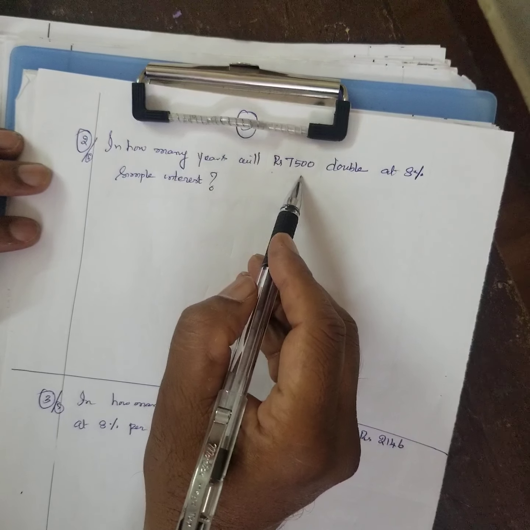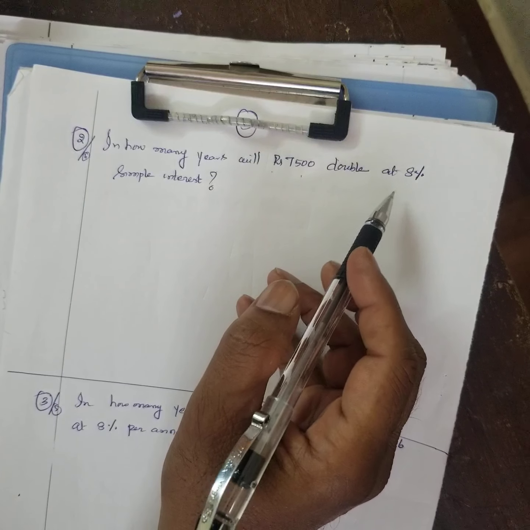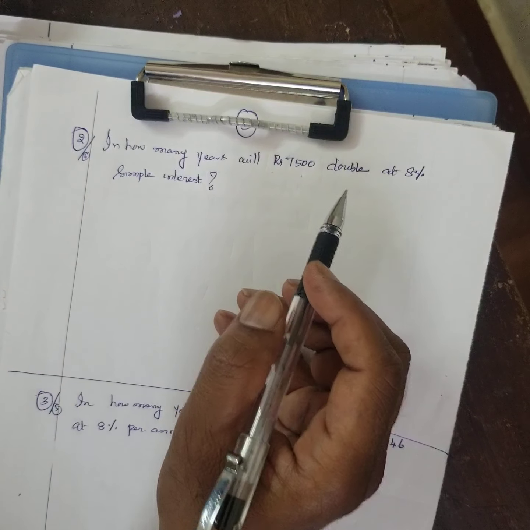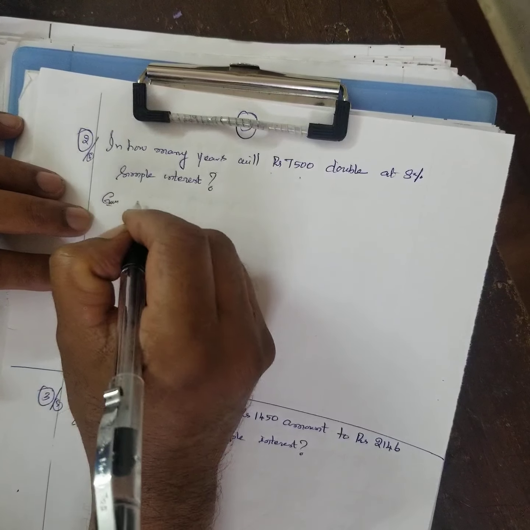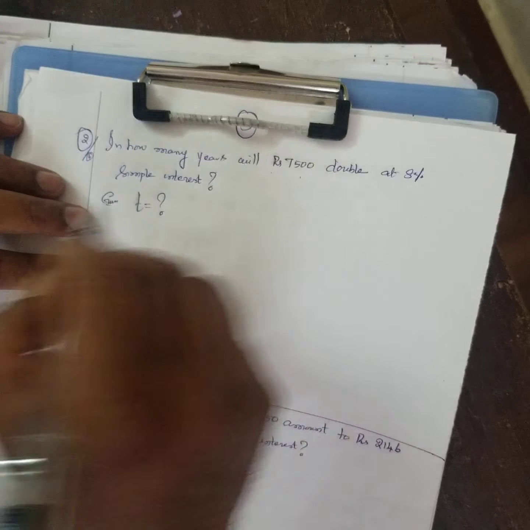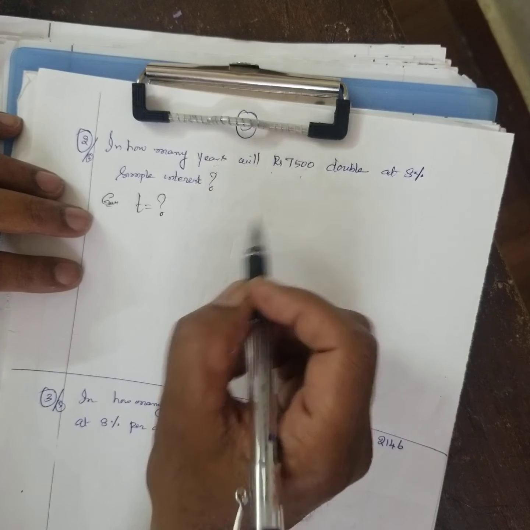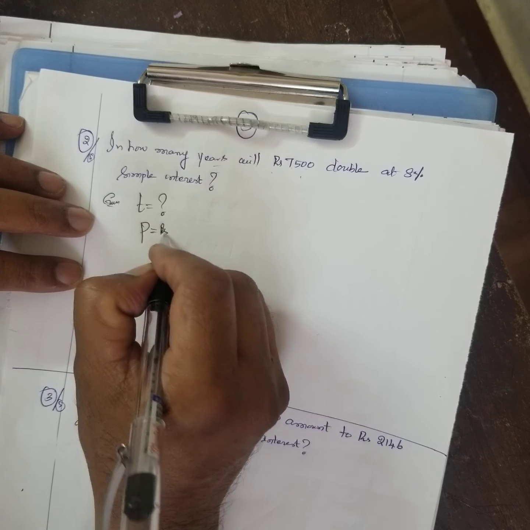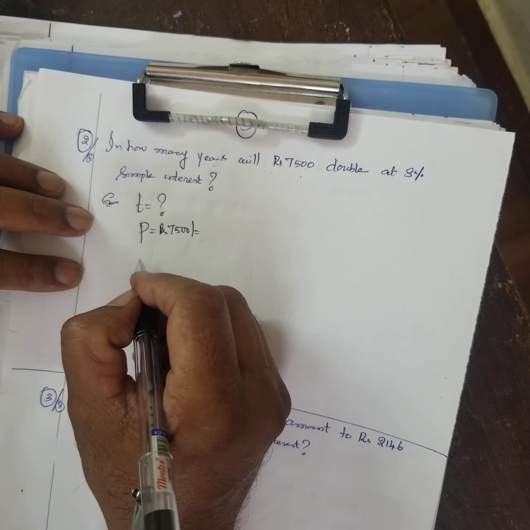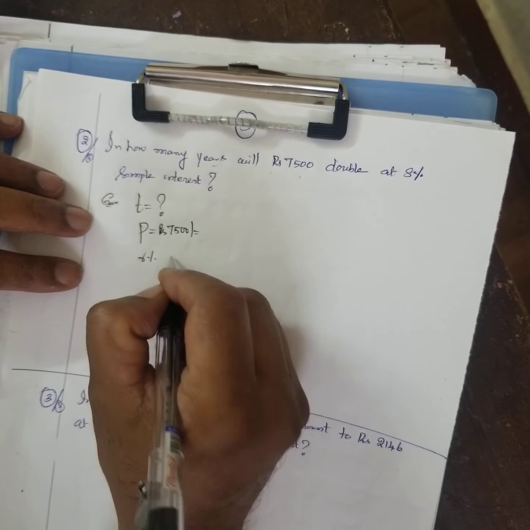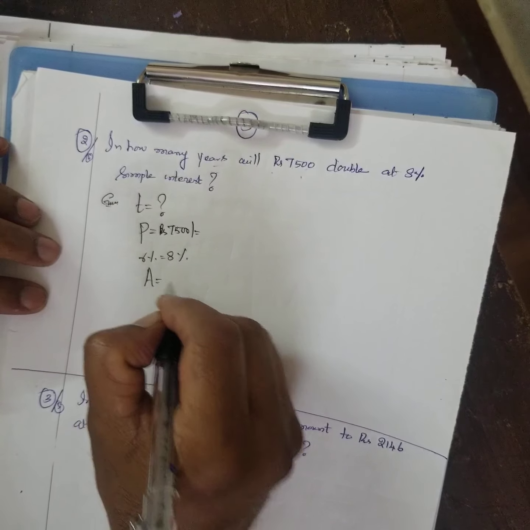In how many years will 7,500 double at 8% simple interest? In how many years? That is what is given. In how many years will 7,500, that means principal is Rupees 7,500, double? At a rate of interest of 8%, and the amount will be doubled. Amount will be 2 times the principal.